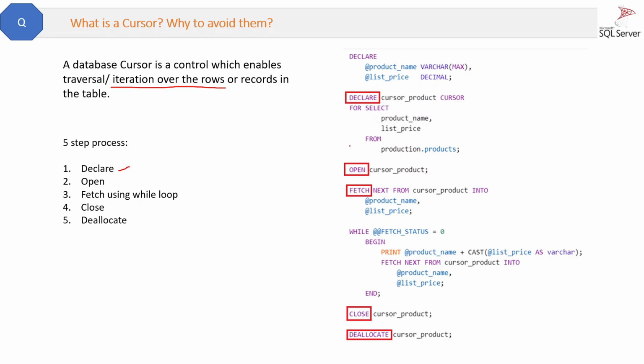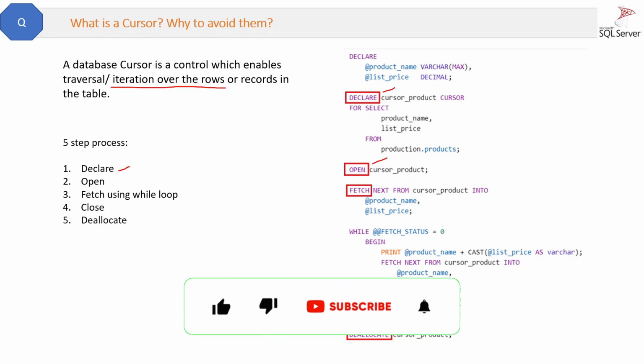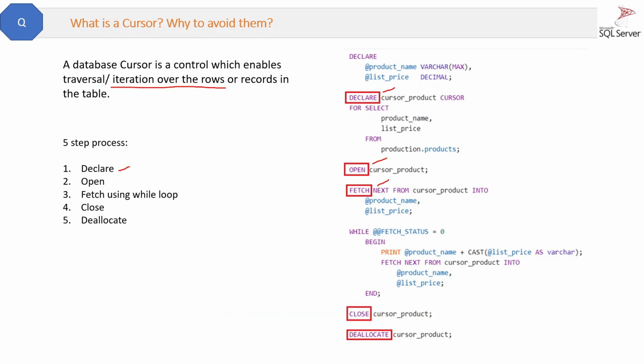We have first declared the cursor. Here we have declared the cursor. Then we have opened the cursor. Then the next step is to fetch each row record using a while loop. So this is the fetch, which is the third step, and this is the while loop we are using to iterate the rows one by one. And at last, we will close the cursor, and then we will deallocate the cursor from the memory.